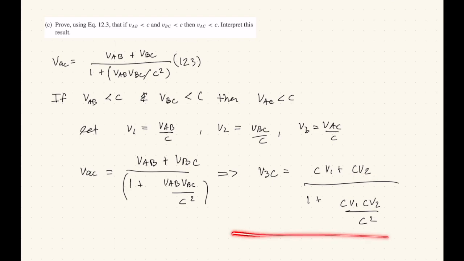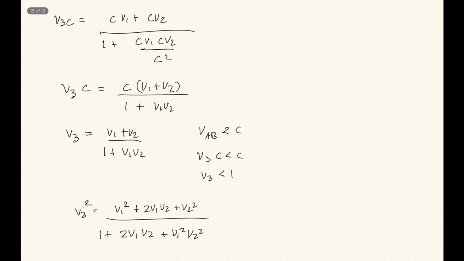After plugging in, we're left with this expression, and I rewrote it just for clarity, and the C squared cancels out, and the C's on both sides cancel out, and we're left with this expression. Our original statement saying VAB was less than C, when you plug in VAB over C, the C's cancel out, and so now our new statement is V3 is less than 1. So this is what we're asked to check.